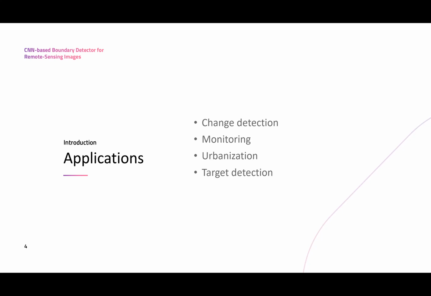You could also do target detection. For example, like you have a sea, you try to detect ships. If you find boundaries within the sea, then there must be something of interest over there. So we could use it also for target detection. These are some of the applications of boundary detection. And in principle, boundary detection might be the first step in many further image processing steps when you analyze a remote sensing image.